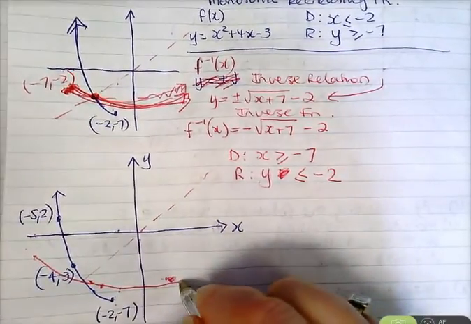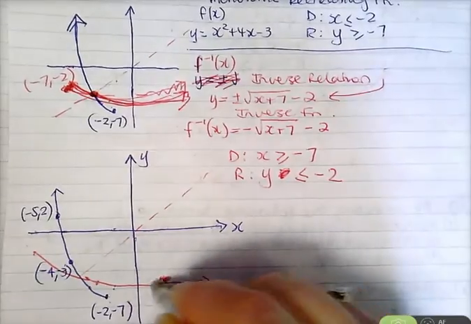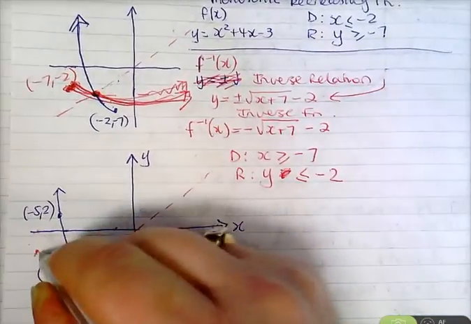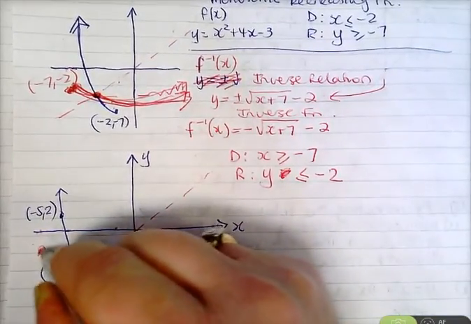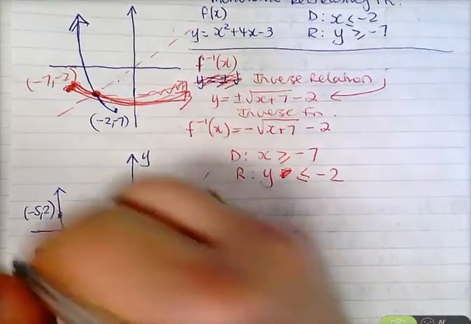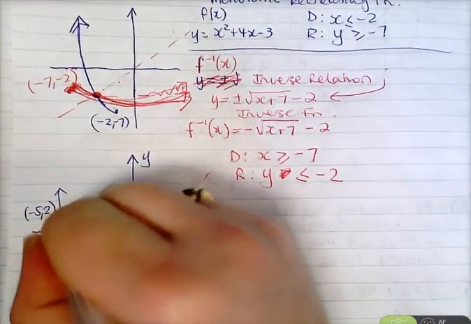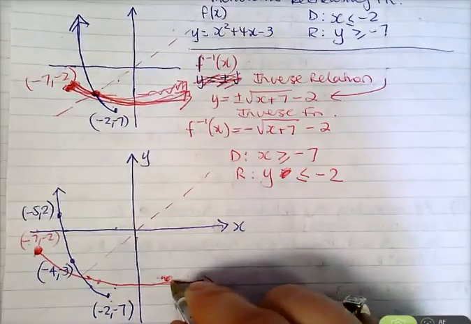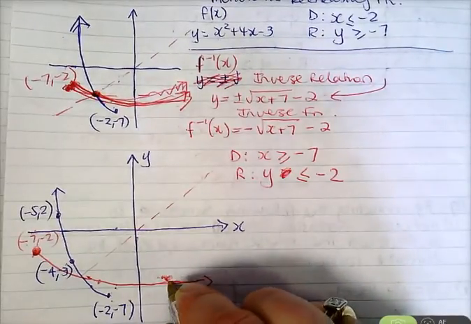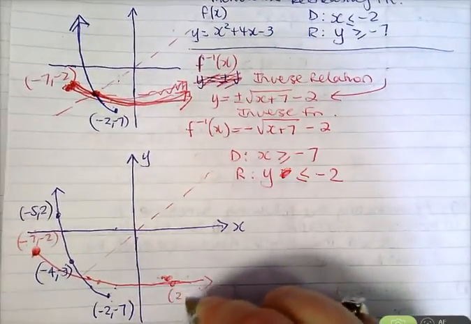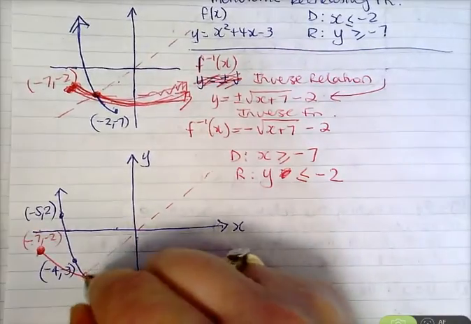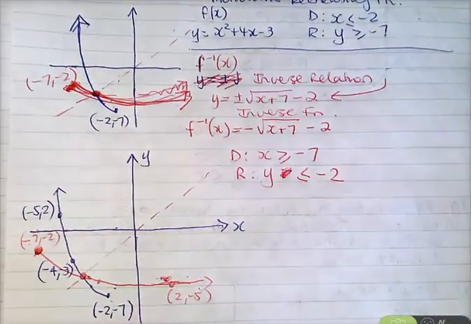So just trying to draw that again, something like this. I think it looks similar to what I had. Okay, and make sure that there's a dot there because that's actually where it starts from. So -7, -2, and you can just label some of these other points. This would be 2, -5. Okay, and again, make sure it's cutting on the line y equals x.